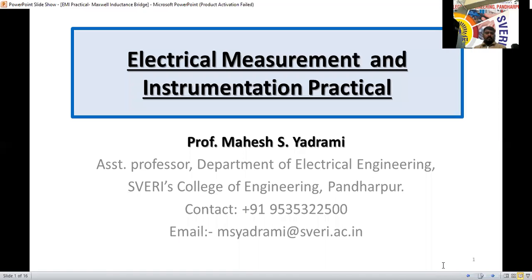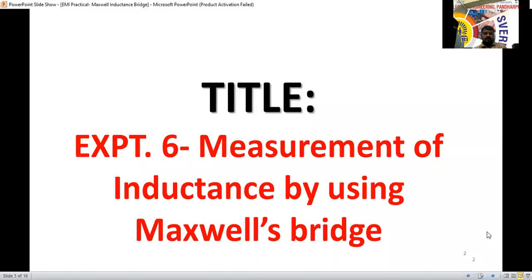Yes sir. Okay. So the experiment number 6 we are going to discuss is called measurement of inductance by using Maxwell bridge. In the previous laboratory, we discussed the measurement of resistance by using Wheatstone bridge, and by Kelvin double bridge also we can measure the resistance. The basic circuit elements are resistance, inductance, and capacitance. So the resistance part we have finished. Now we will go for the inductance part, and after this we will go for the capacitance part.